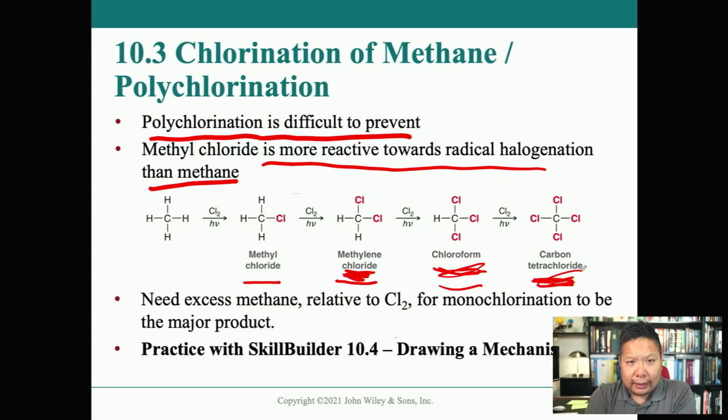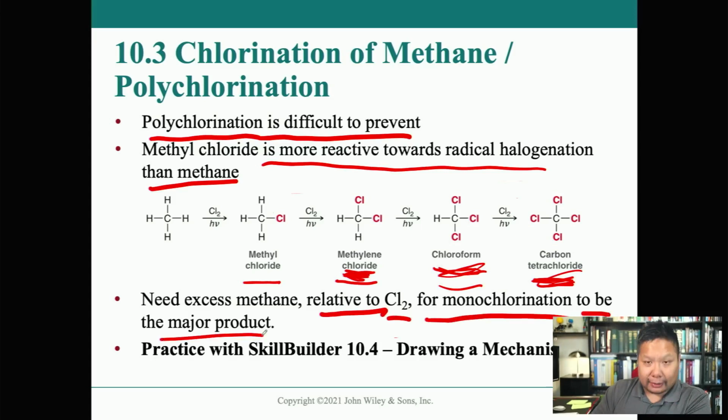So you need excess methane relative to chlorine for monochlorination to be the major product. If you want to prevent polychlorination, or chlorination of multiple of the hydrogens that were on the methane, you have to have more methane than chlorine gas, which is kind of interesting because chlorine gas and methane are both gases and you're pumping them into each other. And you're like, well, how do I know how much is there? Well, you have to use the pressure or the volume.